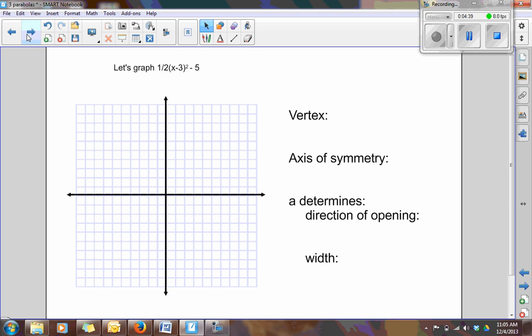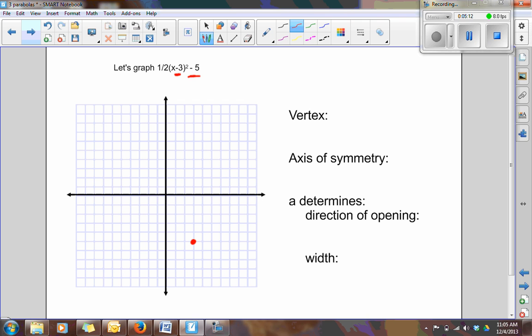Okay, so not only should you be able to look at a graph and write the function, you should also be able to take a function given to you in vertex form, draw the graph, and be able to give some information about it. So we know our vertex is going to move 3 to the right and 5 down with this function, because x minus 3 moves it to the right, negative 5 with k is going to move our function down.